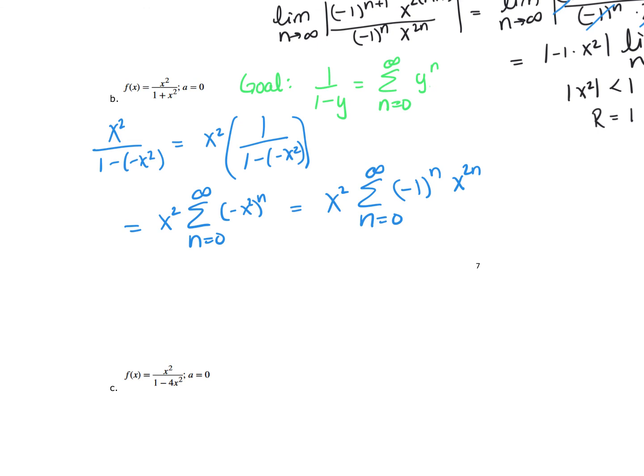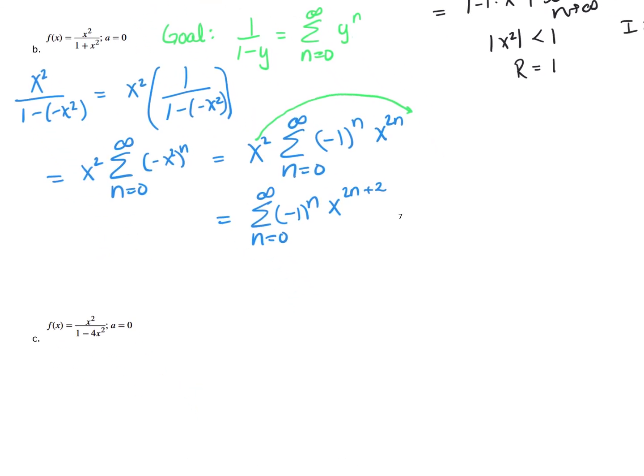Now I'm going to do something about this. You're like, why didn't you do something before? Well, I'm going to bring it in now. So this is going to be equal to the summation of n equals 0 to infinity of negative 1 to the n, x to the 2n plus 2. And there it is. I would then do my limit to determine my radius or my interval of convergence, and of course check my endpoints.